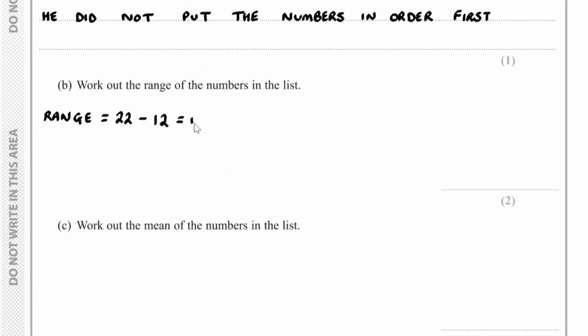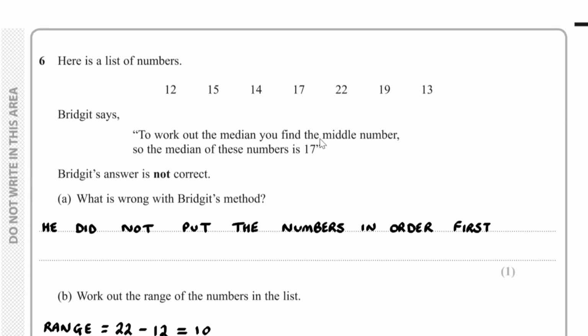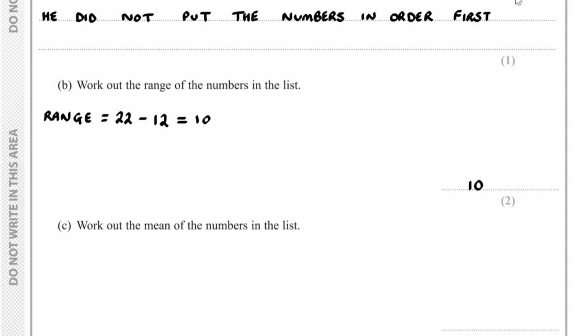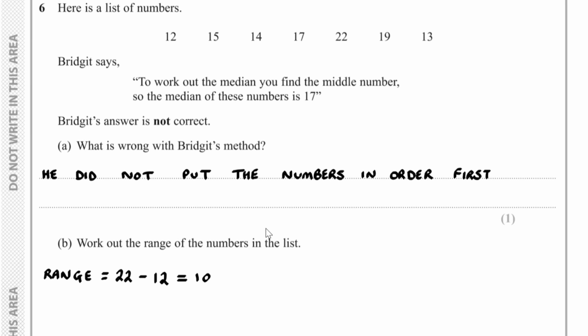Which means the range is equal to 10. For part C, we have to work out the median. Well, to work out the median, we need to find out the total of the numbers and divide it by how many numbers we have. So, the mean is equal to the total divided by n.